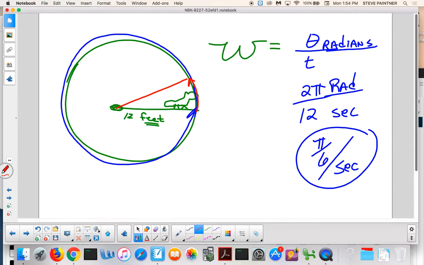You didn't do well on the quiz. Did you get it? It isn't hard. You just have to know how far did I go? One revolution, 2 pi per 12 seconds. Divide by 12, and you get it.